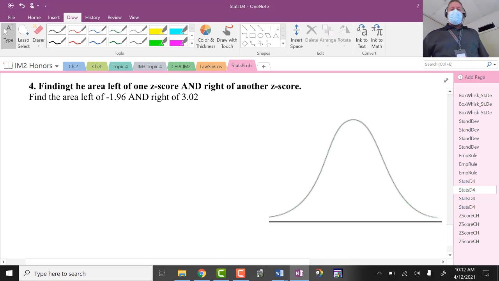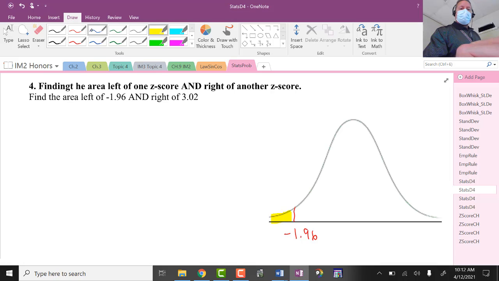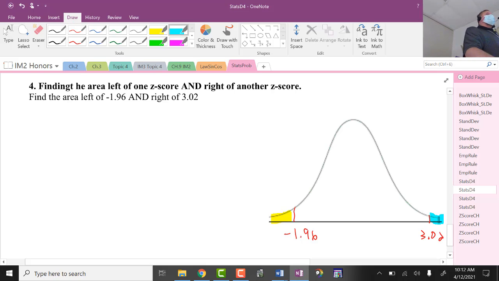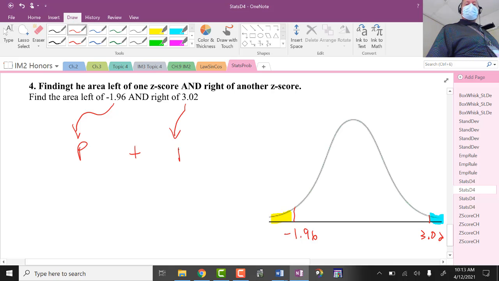Okay, I see what I'm doing. All right, and then area left of, here's about negative 1.96. That'd be easy. And right of 3.02, which is way out here. So if I want both of these areas, what do I have to do with these two areas? Add them. I've got to get that probability, and I've got to add it to this probability. So this probability plus this probability would be the area left of this one and also right of this other one. The word and does mean add.